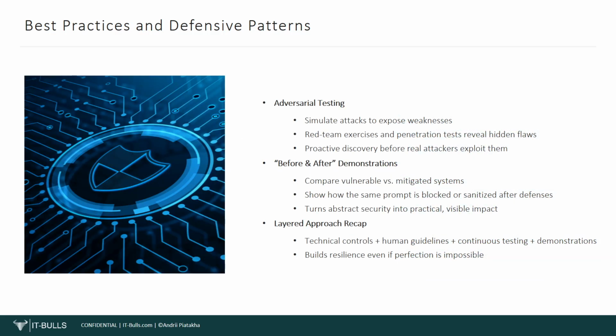But even with technical and human safeguards, we cannot assume perfection. That is why the third layer is regular adversarial testing. This involves simulating attacks, both intentional and unintentional, by attempting to extract data or force leaks. Red team exercises and penetration tests help identify weaknesses that are not obvious in normal use. It is a proactive way to discover vulnerabilities before they can be exploited by real attackers.